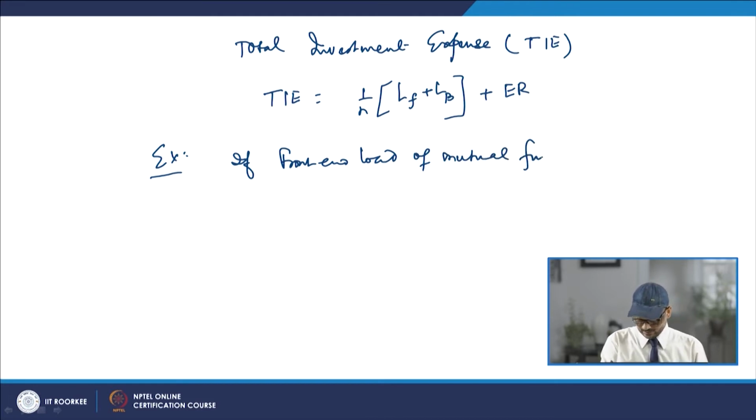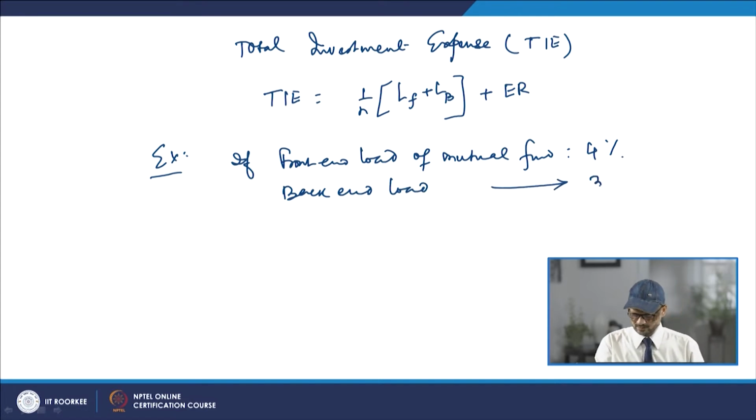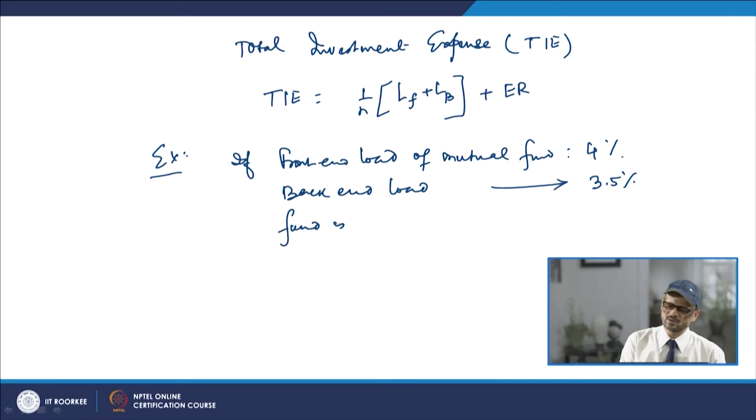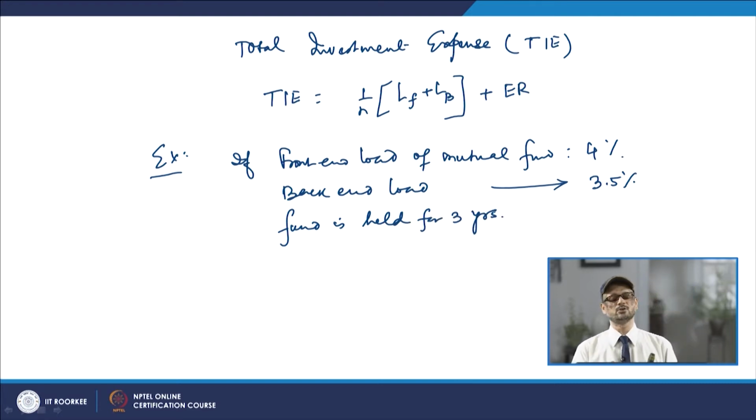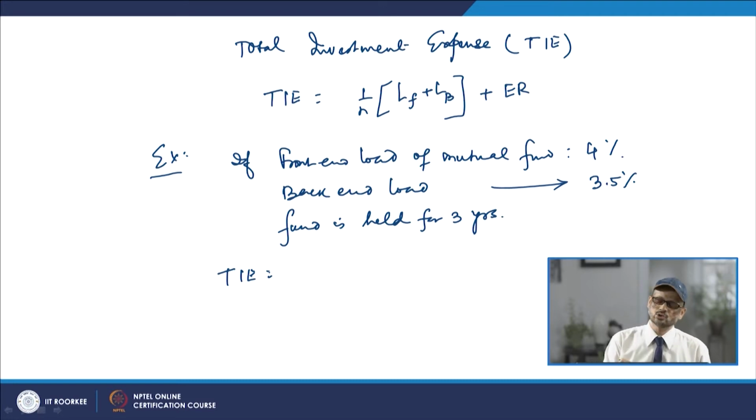is given as 4%, and the back end load is given as 3.5%, and also the fund is held for 3 years. So, in that case you calculate this total investment expense. For your value, as in the earlier problem, it will be 1 by 3. So, it was kept for 3 years, and then you have 4 plus 3.5.